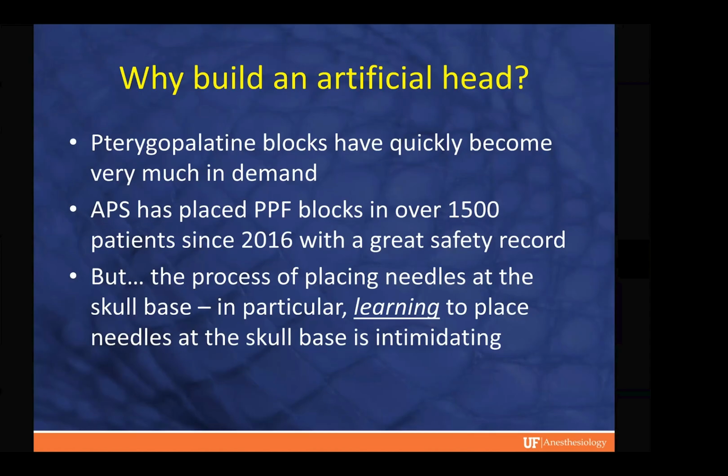So why did we bother with this? We found over the last 4 or 5 years with the APS group that these blocks have become very much in demand and have become one of the things that we are doing more than anything else. Since 2016, when I placed the first of these, we have now placed over 1,500 of these blocks. So we're doing about 300 a year, 300 patients a year.